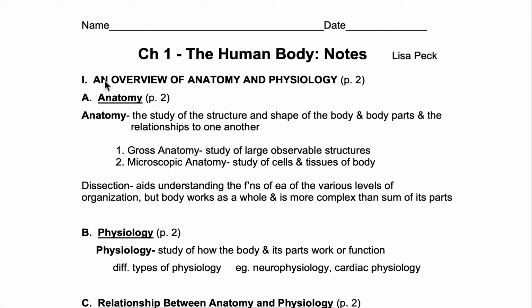So section 1.1, chapter 1, section 1, is just an overview of anatomy and physiology, and we're going to discuss the definitions and the relationship. We're going to then go into the levels of structural organization, and then skip body systems and finish up with homeostasis for this short video.